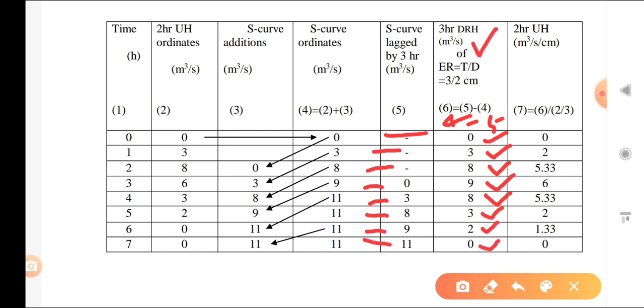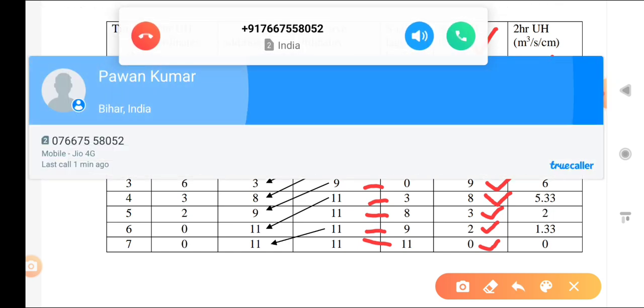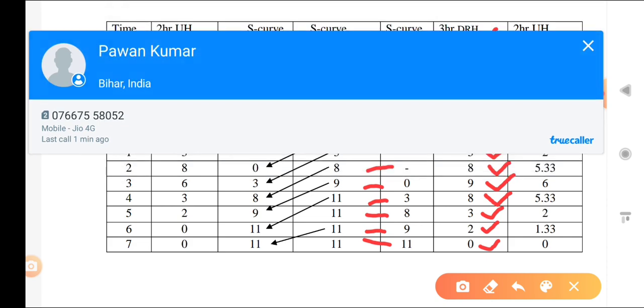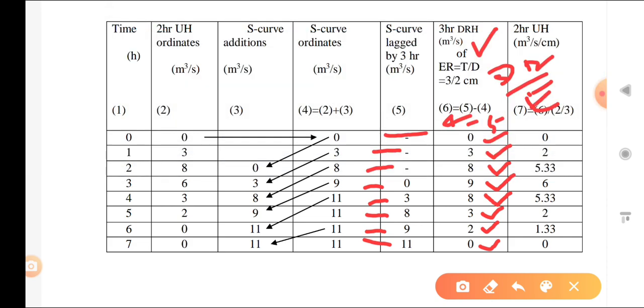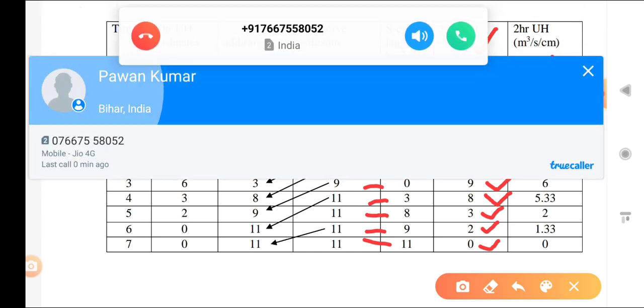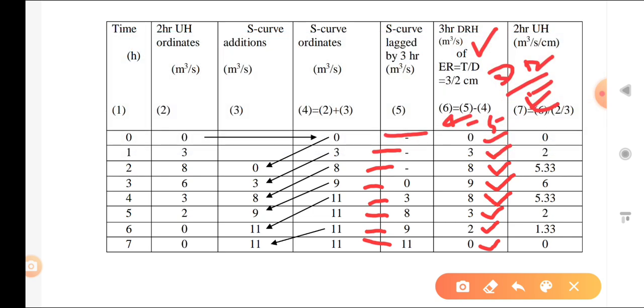So now we have to find the unit hydrograph. How are we finding the unit hydrograph? We have to divide the DRH by the effective rainfall. The effective rainfall, you know how much? 3/2. So what will happen when you divide the DRH by the effective rainfall? Effective rainfall is 3/2. So column 7 will be how much?